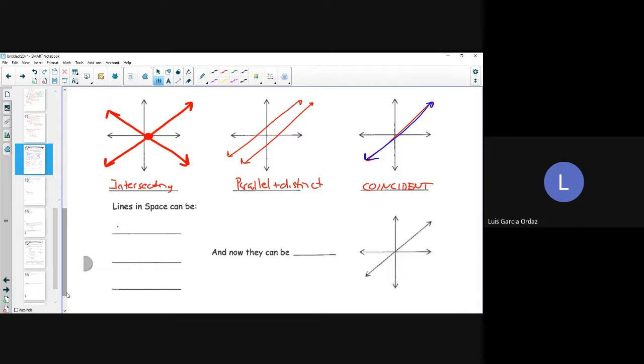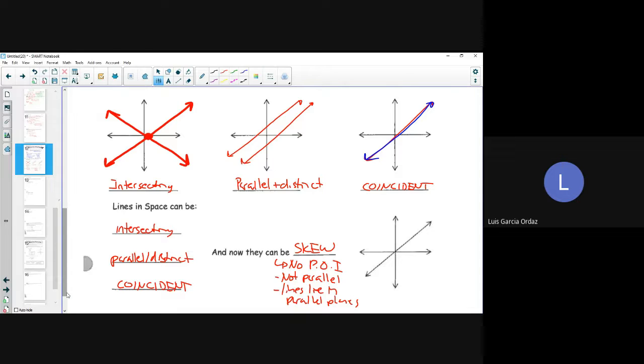So lines in space can be intersecting, they can be parallel or distinct, and they can be coincident. And in 3D space, they can be called skew, which means there is no point of intersection. It's going to be hard to draw this out in a 2D model because you have to see the 3D. However, they're not parallel, but the lines lie in parallel planes. This is going to be very difficult to draw.